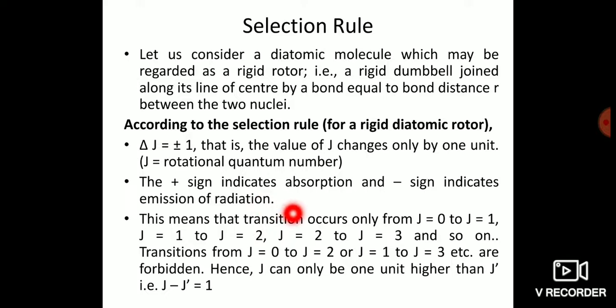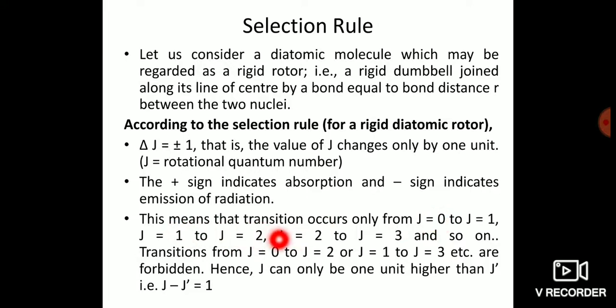The transition occurs only from J equals 0 to J equals 1, or J equals 1 to J equals 2, or J equals 2 to J equals 3, and so on. But it cannot happen like J equals 0 to J equals 2, or J equals 1 to J equals 3, because here you can see that delta J equals plus or minus 1. So there is a change of 1 unit only, right? So J equals 0 to J equals 2, or J equals 1 to J equals 3, these are forbidden transitions, right?